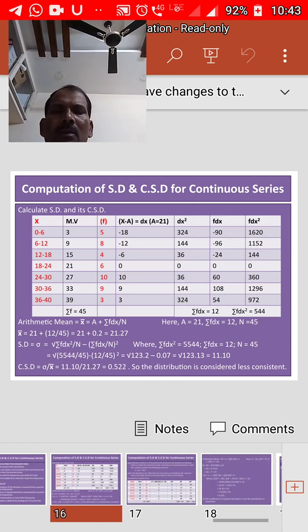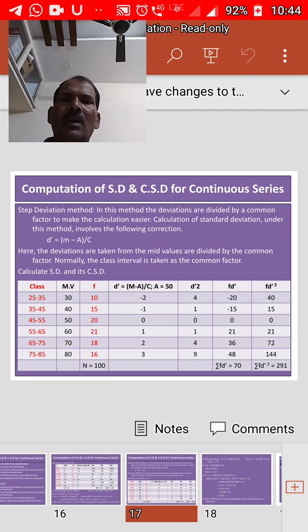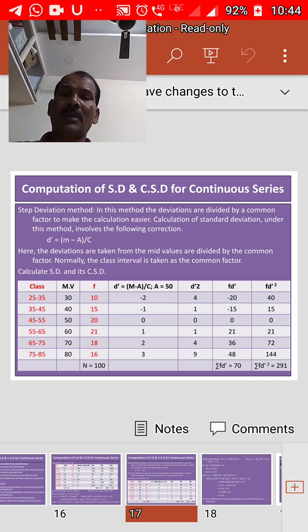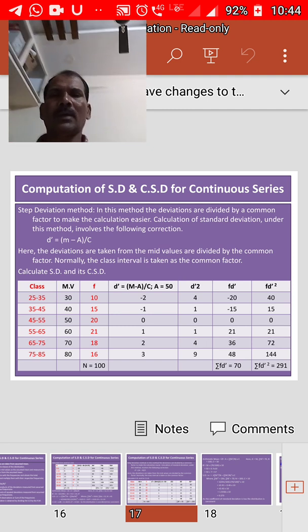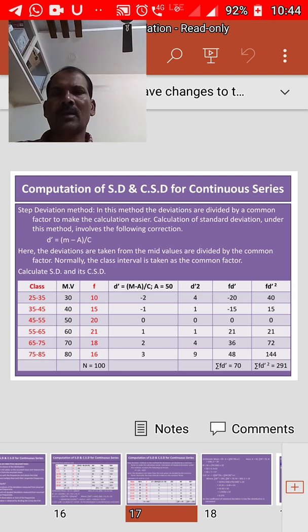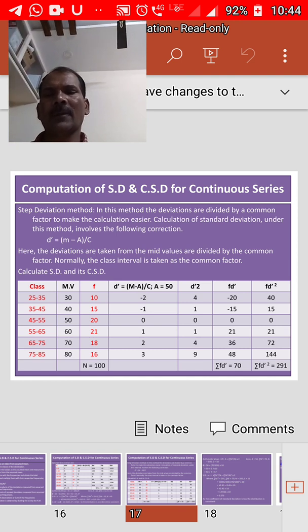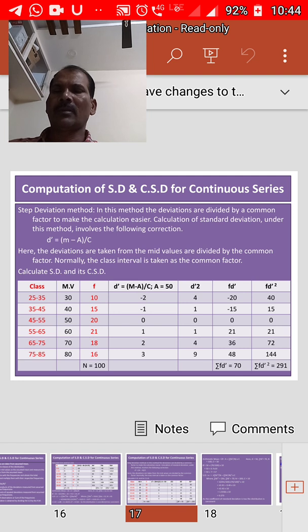Now we will use the step deviation method to calculate the standard deviation and coefficient of standard deviation for a continuous series. According to the step deviation method, deviations are divided by a common factor to make the calculation easier.